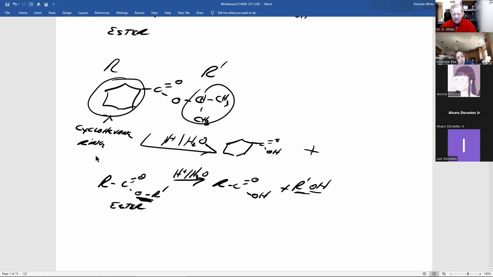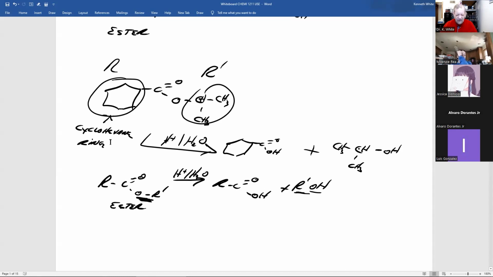I get this carboxylic acid, and R prime, this carbon is this carbon, which will have that alcohol. And that's how you do it.